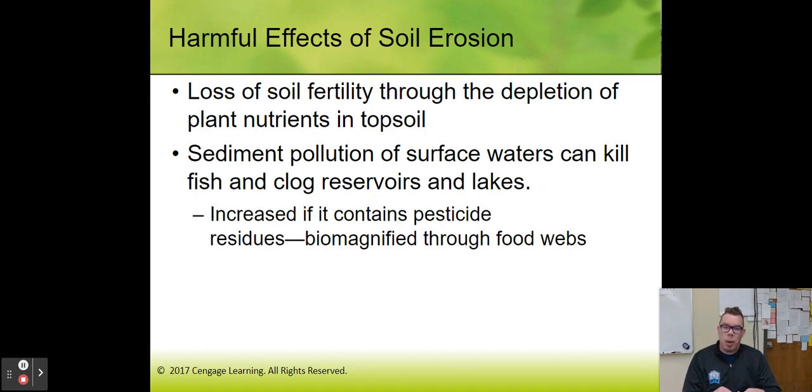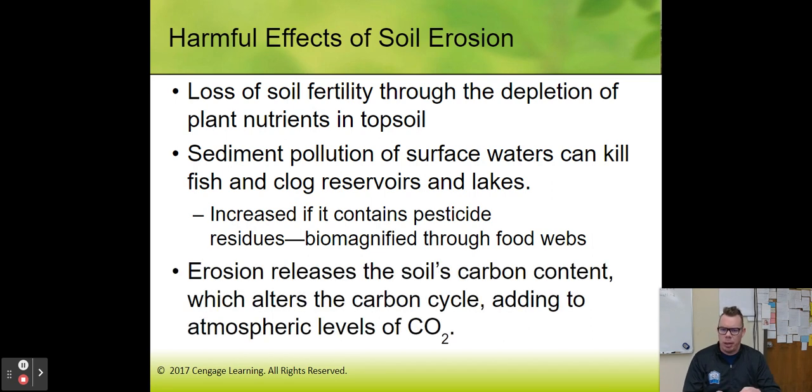Okay, increased if it contains pesticide residues. This is the non-point source pollution. All those farms draining into the Mississippi River, all of that stuff gets kind of compounded there. The erosion releases the soil's carbon content as well, which alters the carbon cycle, adding to atmospheric levels of CO2. CO2 is a greenhouse gas. Now our planet's getting warmer.